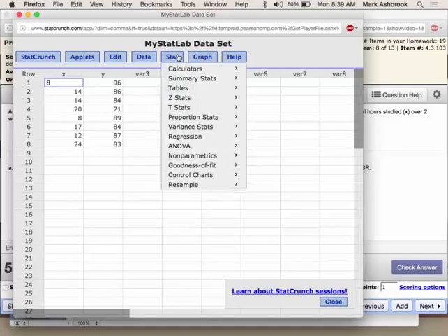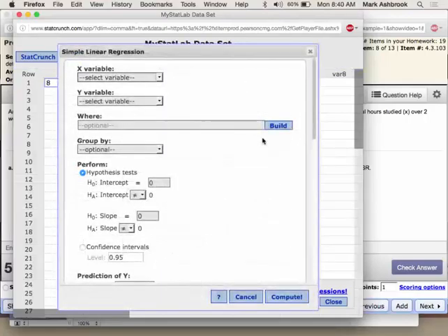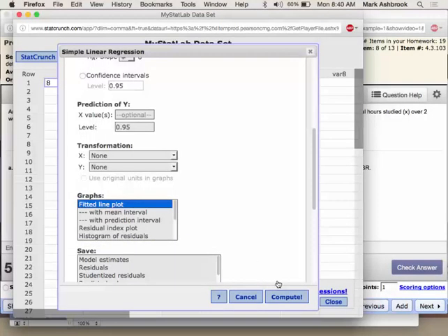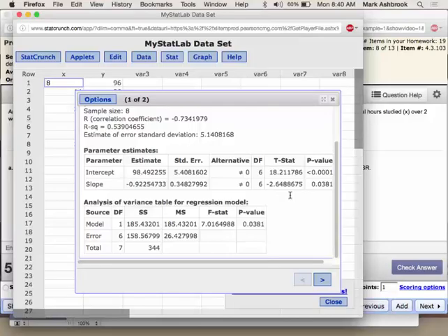Okay, so we'll go to Stat, and what will we do? Regression, simple linear. Do the same thing you did before, and all the information you need will be there. X and Y. That's all you need to do. X and Y. Fitted line plot. Okay, so question number 1. Go answer. I think they asked for SST.